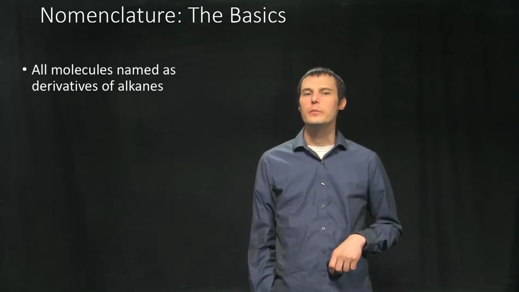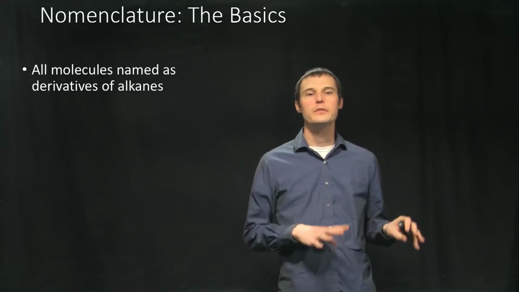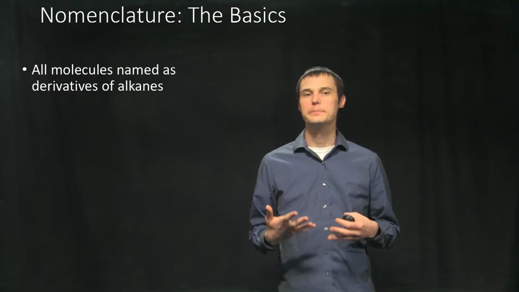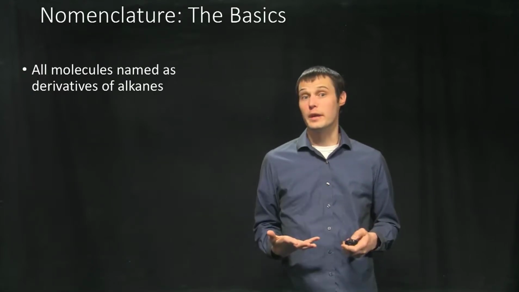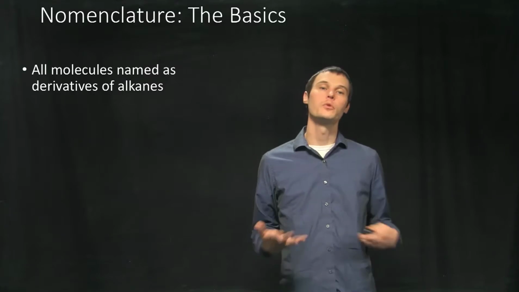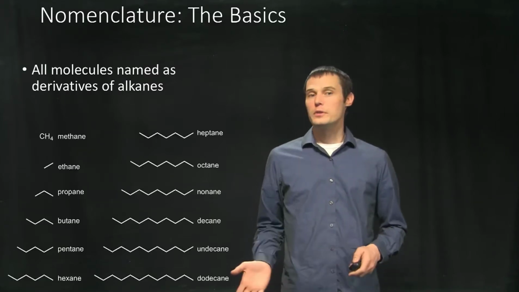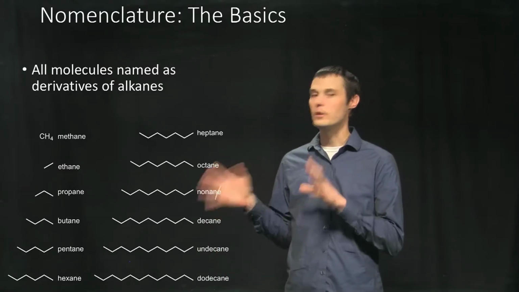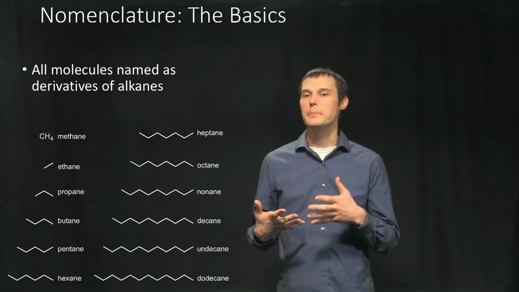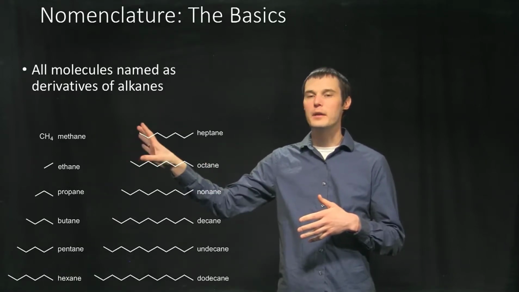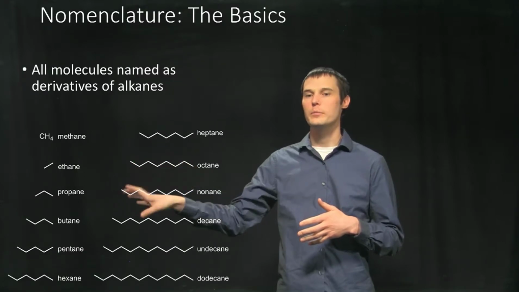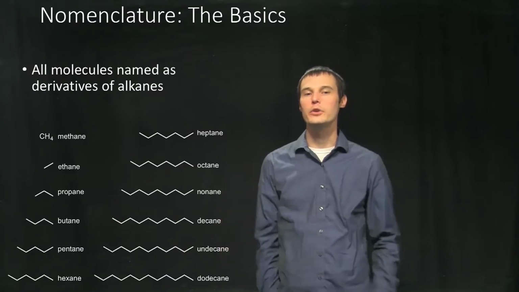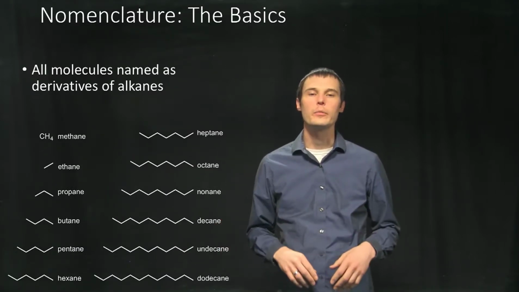The first thing we need to know about nomenclature is that all molecules are named as derivatives of alkanes. All molecules are derived from some kind of alkane parent, alkane backbone. So we need to know how to name the alkanes before we can name anything else. There are all sorts of names for alkanes. We're only going to look at the first 12 alkanes based on their chain length, and the chain length determines the name. We start with one carbon. One carbon is methane, 2 carbons is ethane, 3 propane, butane, pentane and hexane, heptane, octane, nonane, decane, undecane, and dodecane. Just saying those out loud so you can hear how we pronounce these.